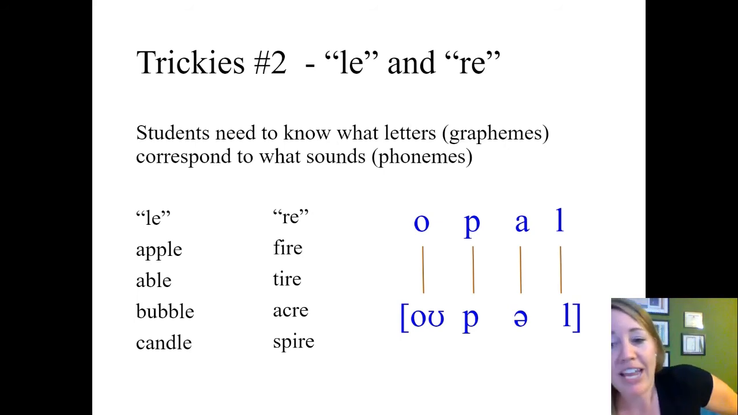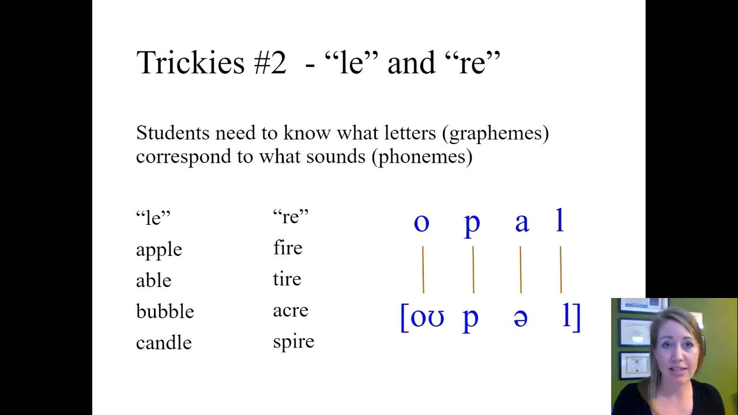Right? But if I asked you to write this in IPA, you're going to have a little bit of a challenge. And I'm asking you to write them in IPA. I want you to try it. Same with the RE ending. So think about fire, tire, acre, spire. You basically have that grapho-phoneme correspondence, that relationship that the RE can get the sound. Okay, I'd like you to pause this and write these in IPA.